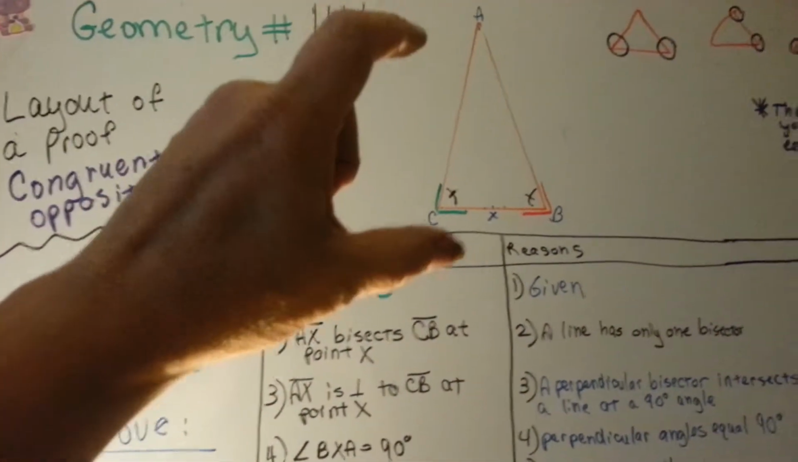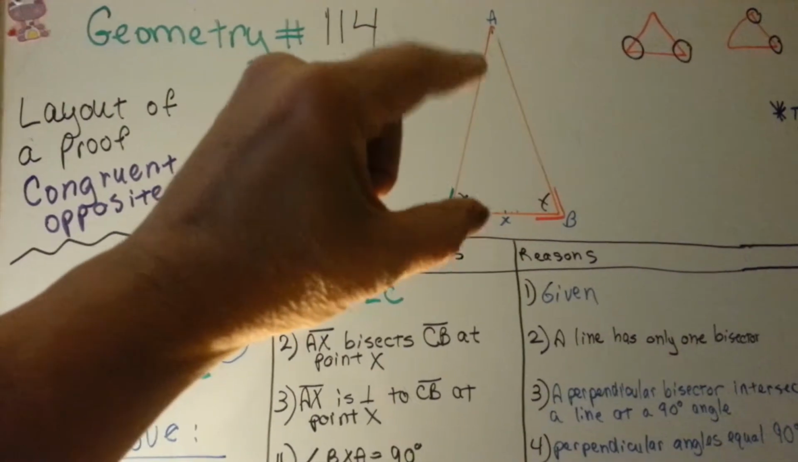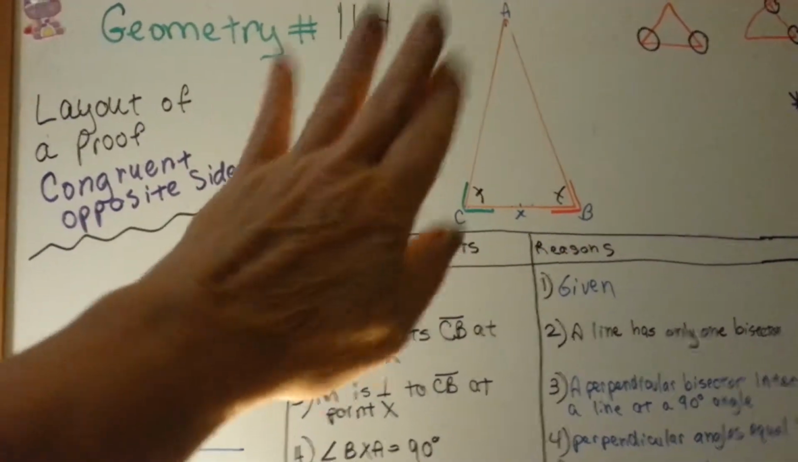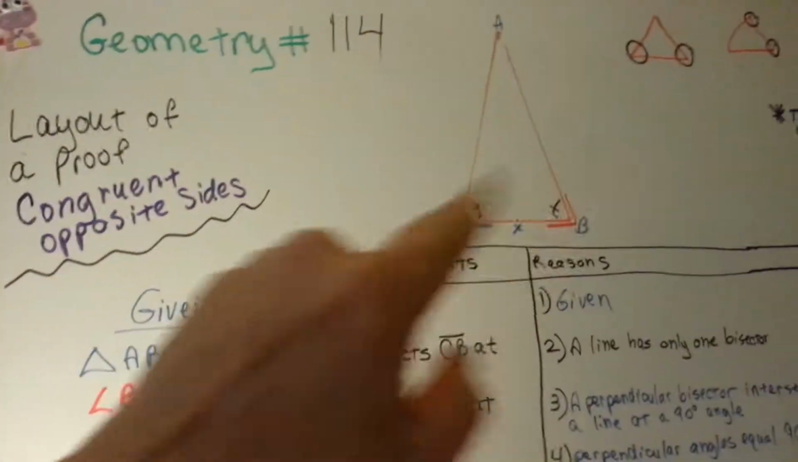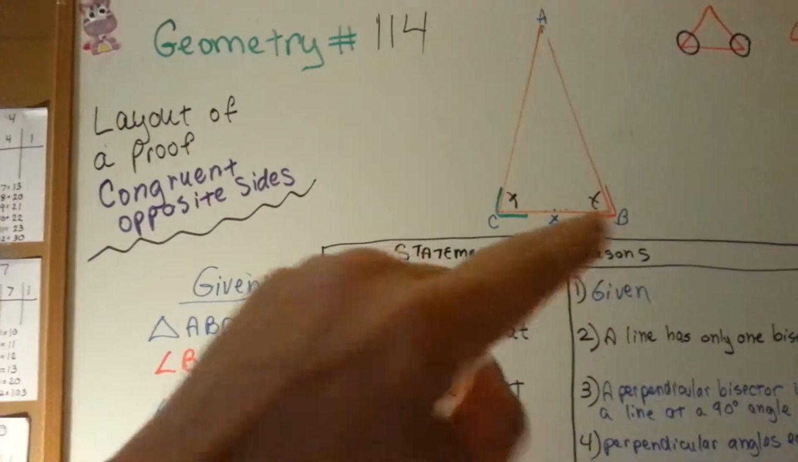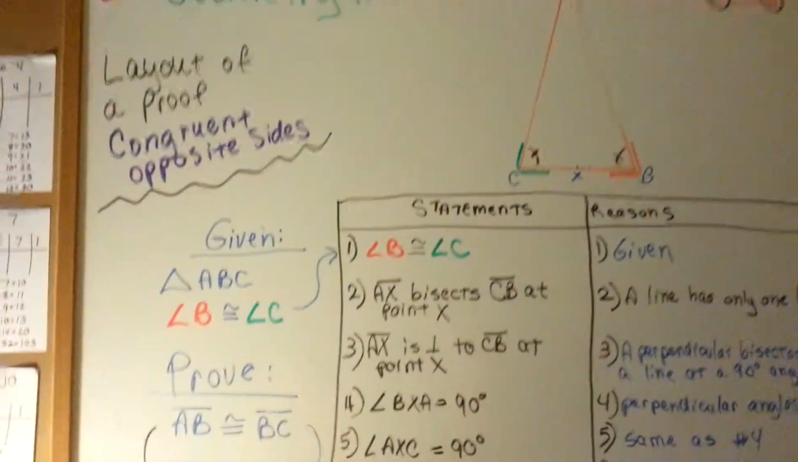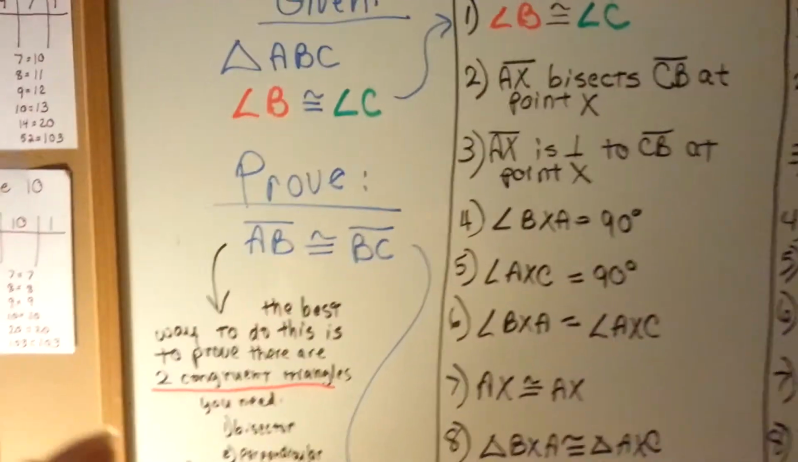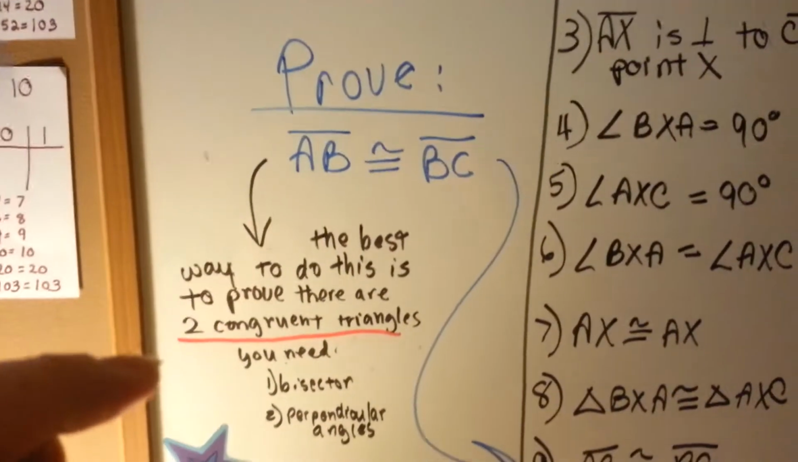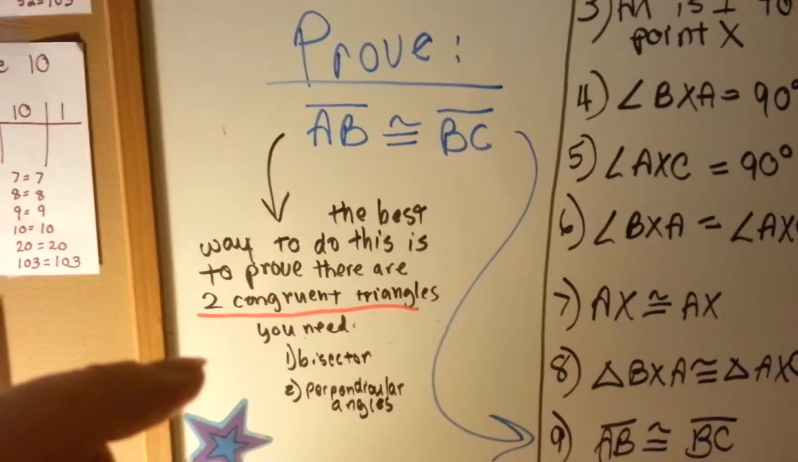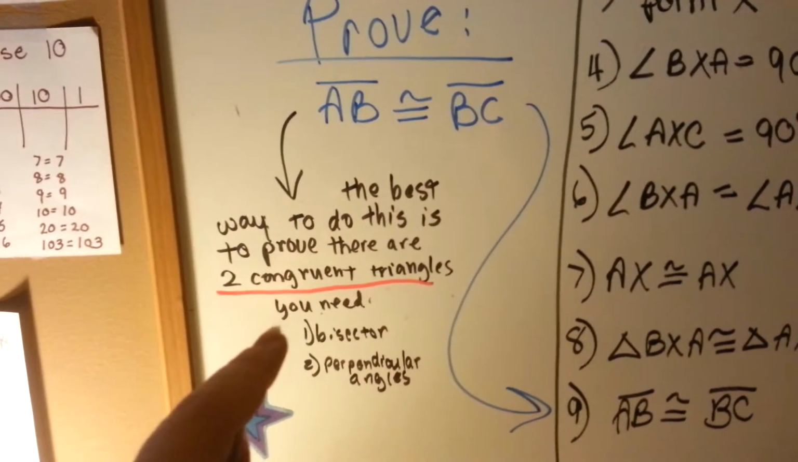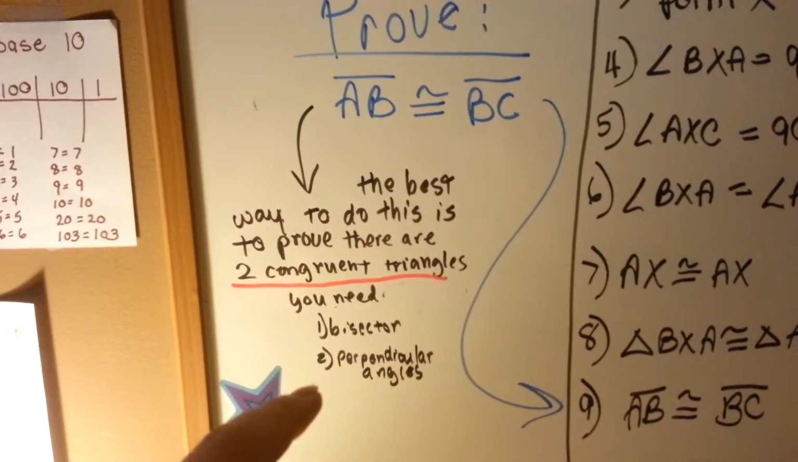So, regardless of the ratio of my drawing, it should have been more like an equilateral, but as long as you understand we have a triangle and we're going to prove that this is equal to this, my drawing could have been better. Sorry. So, the best way to do this is to prove that there are two congruent triangles. So, there's a couple of things we're going to need. We're going to need a bisector, and we're going to need perpendicular angles.